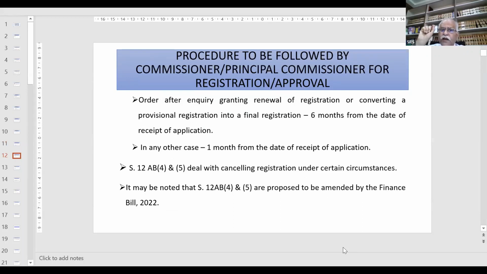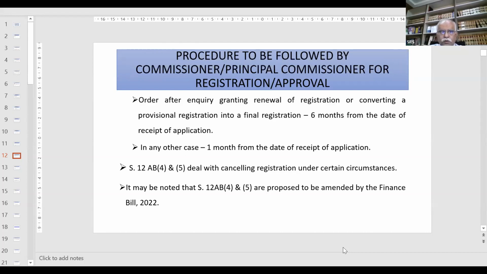Where he has to make an inquiry, like in the case of a conversion of a private provisional registration to a final registration, or a renewal of a registration granted under section 12AB, 6 months from the date of the receipt of the application. And in any other case, it is 1 month from the date of the receipt of the application.